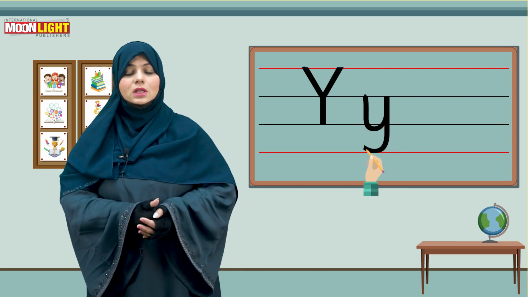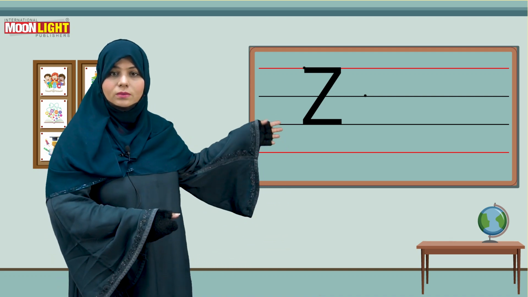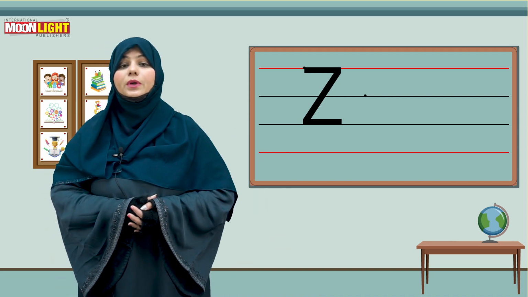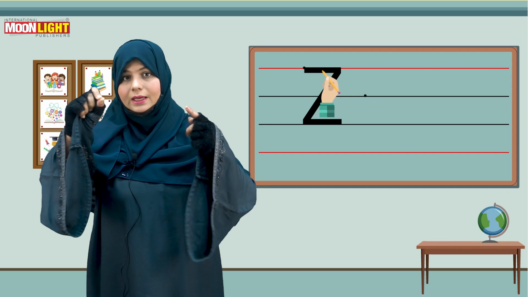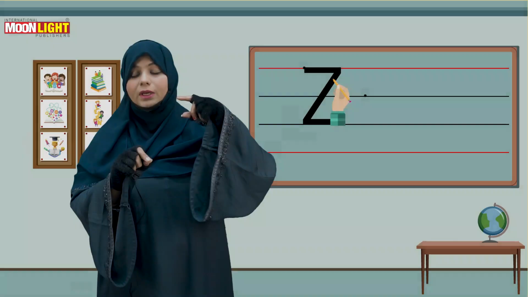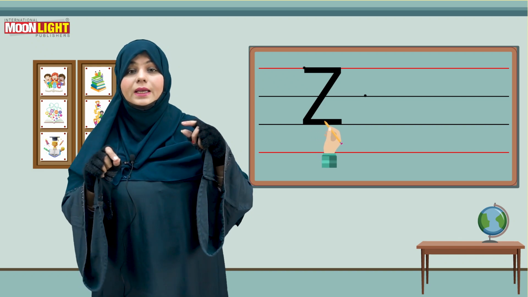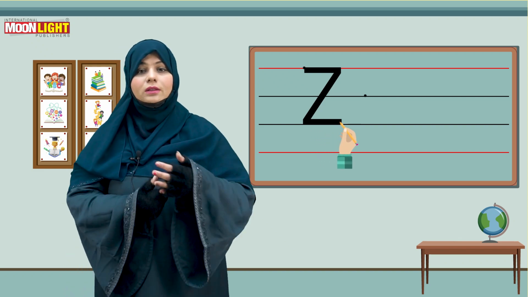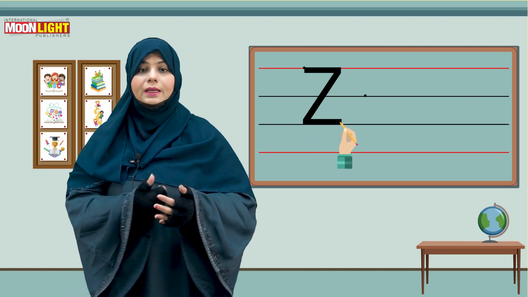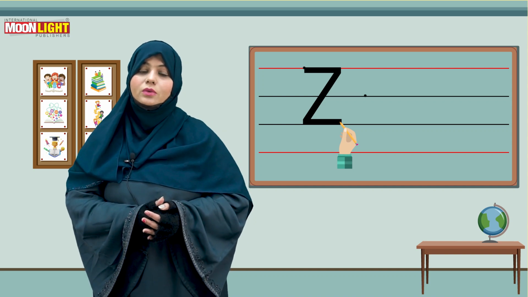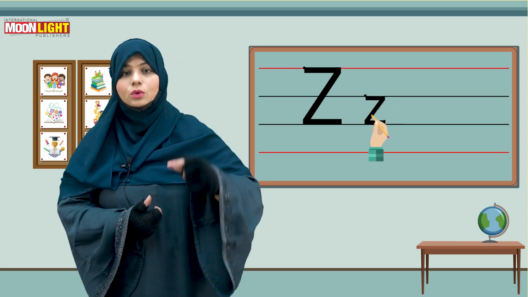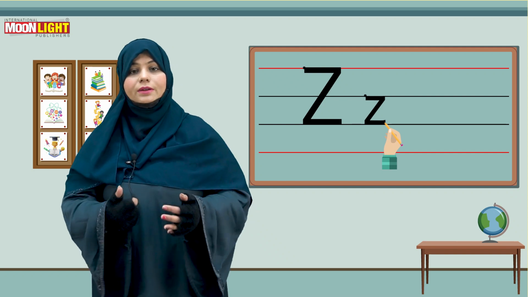Dear kids, now this is our last letter and this is letter Z. We have to write it in upper three lines, make a slipping line on the first line, then make a slanting line in center three lines. After that, make a slipping line again on the third line. It will become capital letter Z. You have to follow the procedure with the small letter Z in center two lines. It will become small letter Z.